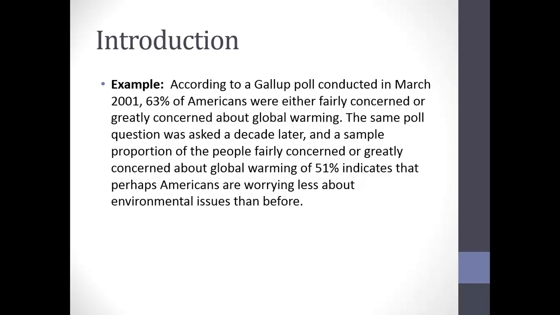And so it's an example to get us thinking about why we might need to use these techniques. Think about this. According to a Gallup poll conducted back in 2001, 63% of Americans were either fairly concerned or greatly concerned about global warming. And then we asked the same question in 2011, and we found that the corresponding proportion was 51%. So we went from 63 down to 51% of people who are somewhat concerned, at least, about global warming. And this indicates that maybe Americans are worrying less about environmental issues than before. So back in 2001, more people were concerned about this than in 2011.